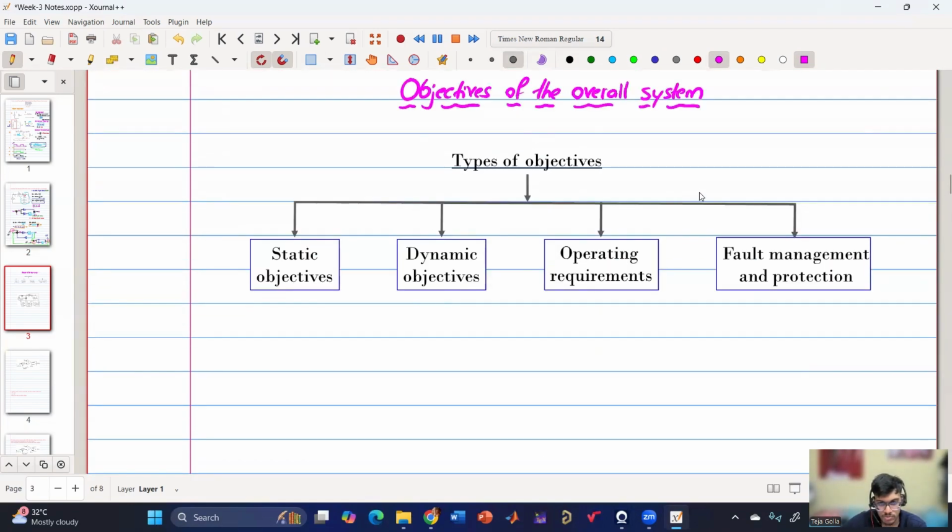When we say static objectives, it will have ripple consideration, like inductor current ripple, output voltage ripple. So we'll have IL as well as the output voltage ripple.